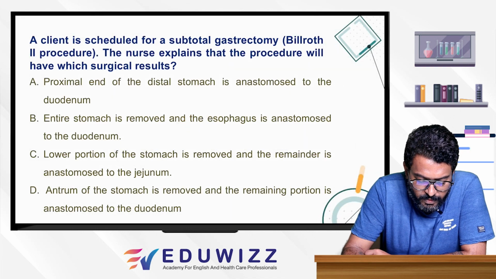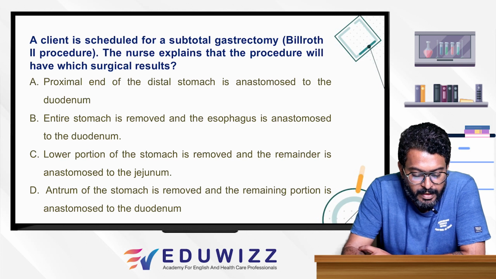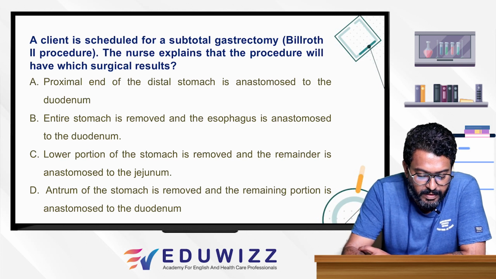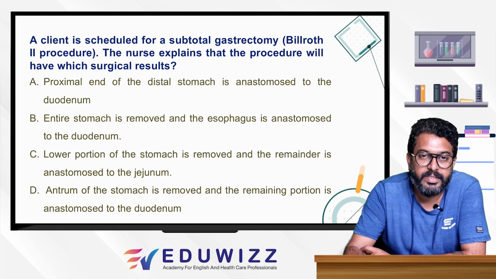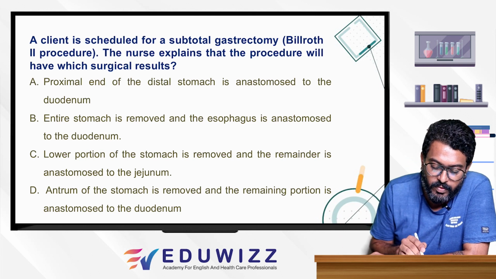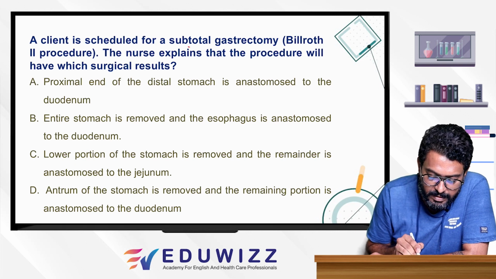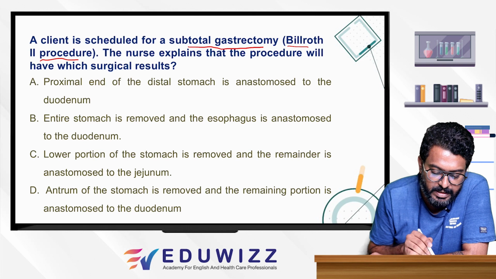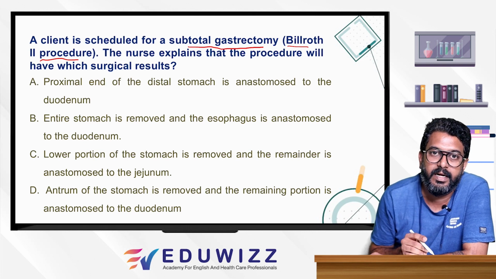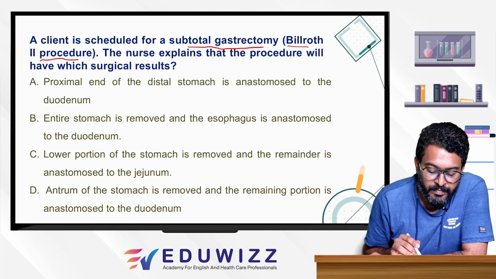Let's see the first question. A client is scheduled for a subtotal gastrectomy, that is Billroth 2 procedure. The nurse explains that the procedure will have which surgical results? So the question is regarding the surgery, which is subtotal gastrectomy or Billroth 2 procedure. So basically the question is regarding what surgery is going to be done.